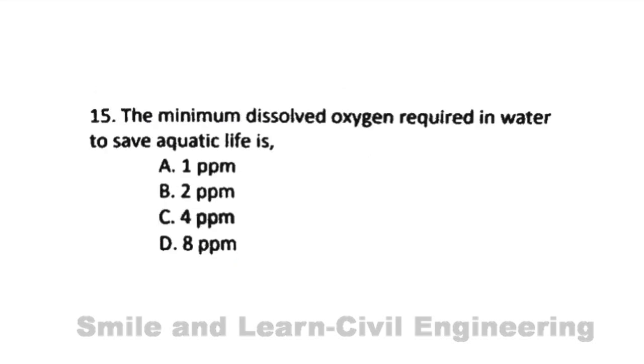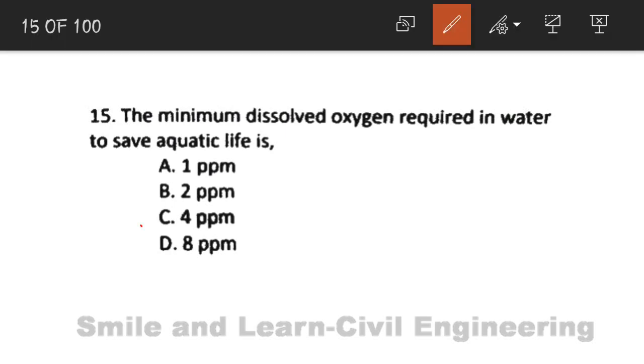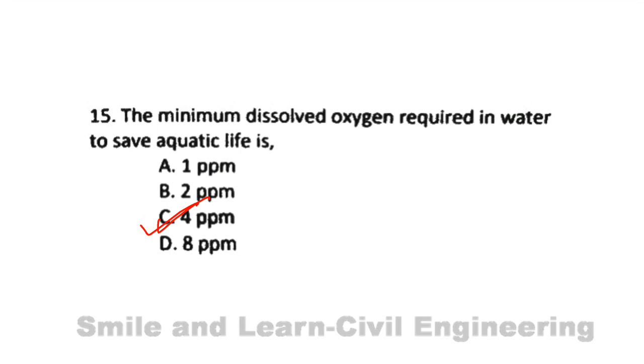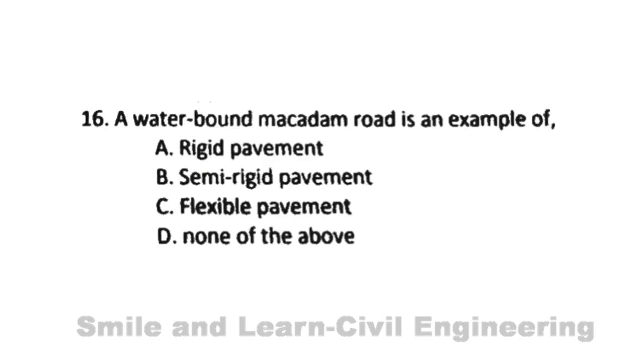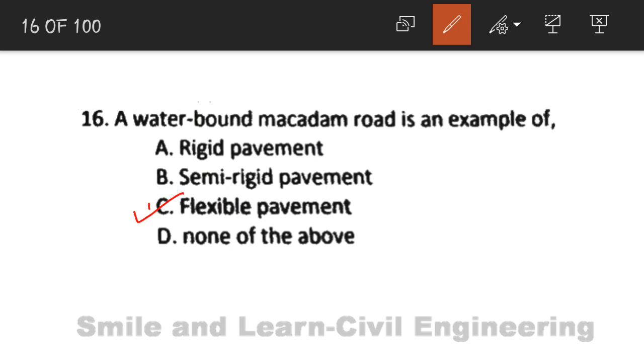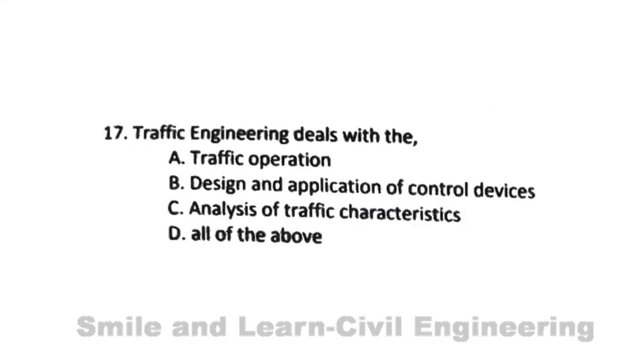The minimum dissolved oxygen required in water to save aquatic life. Correct answer will be option C, 4 ppm. Okay, to save aquatic life, 4 ppm of oxygen must be present. Next question, water-bound macadam road is an example of, so WBM is a flexible pavement.